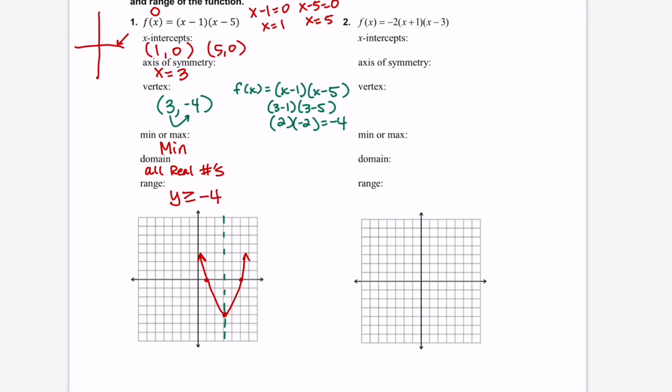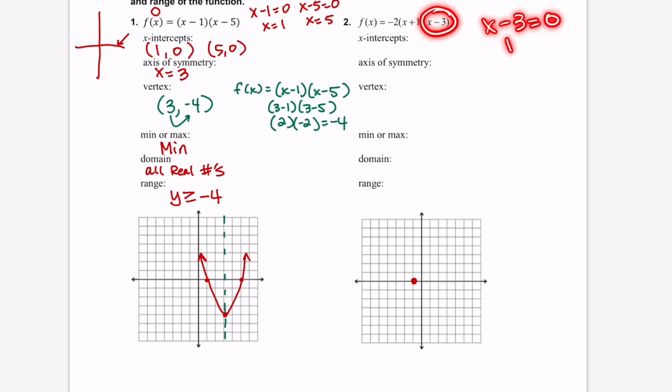On example 2, we're going to take our x-intercepts by setting each of these pieces equal to 0. We're going to put a 0 in for y to find the x-intercepts. And then we have x plus 1 equals 0. We subtract 1. That gives us the opposite. So if we have a plus 1 here, we're going to have an x-intercept at negative 1. And then if we take the x minus 3 and set it equal to 0, we add 3 to both sides. So we also have one at positive 3.